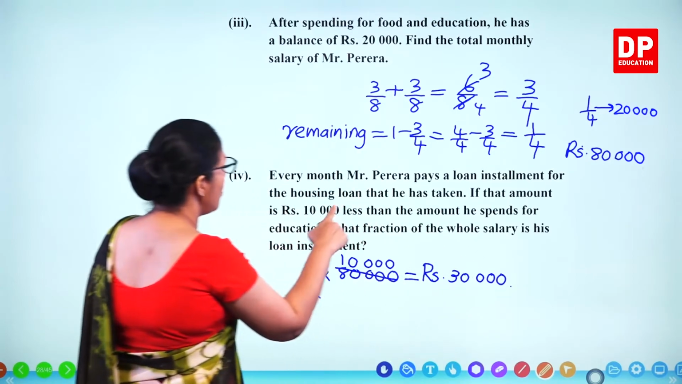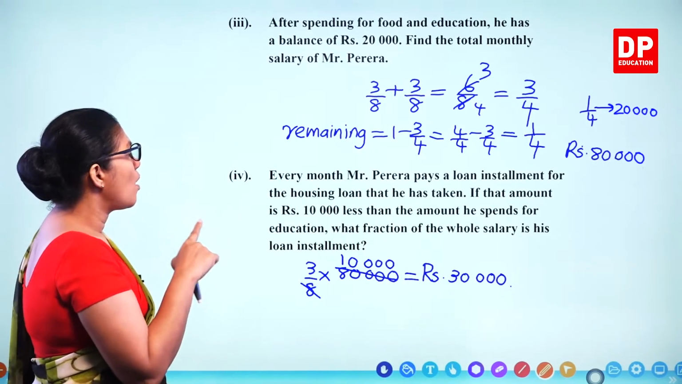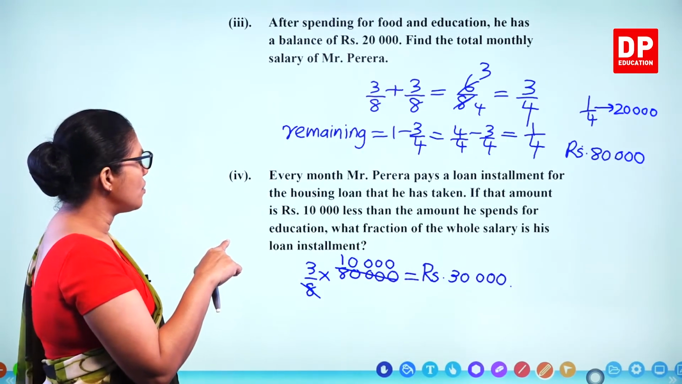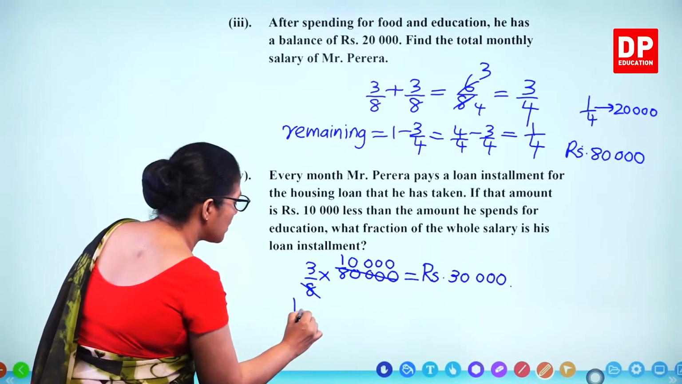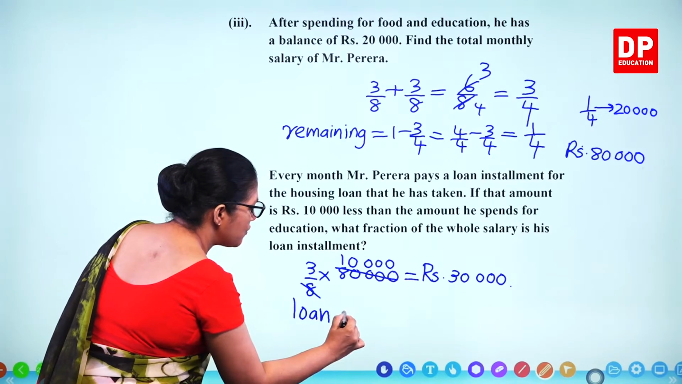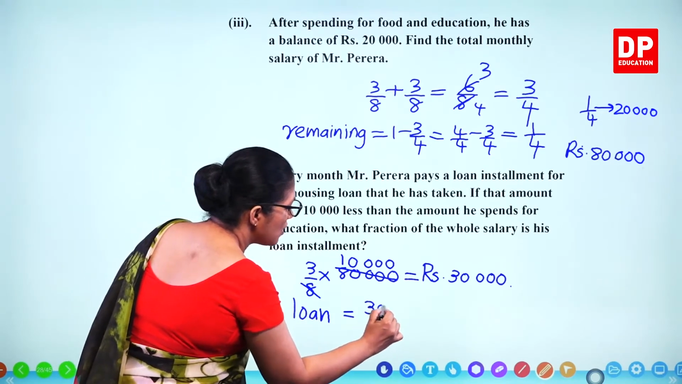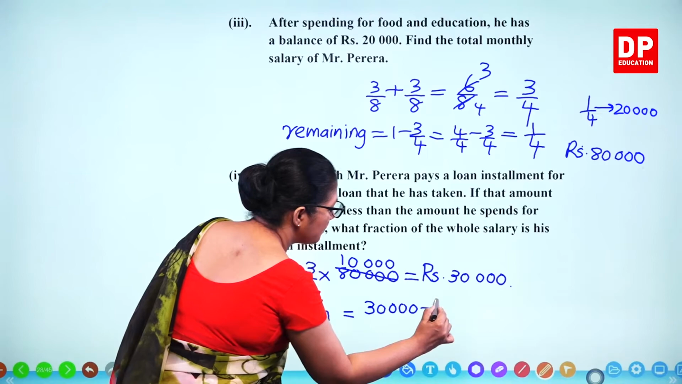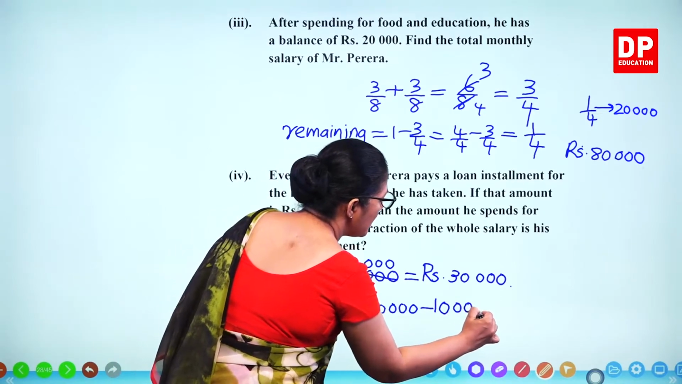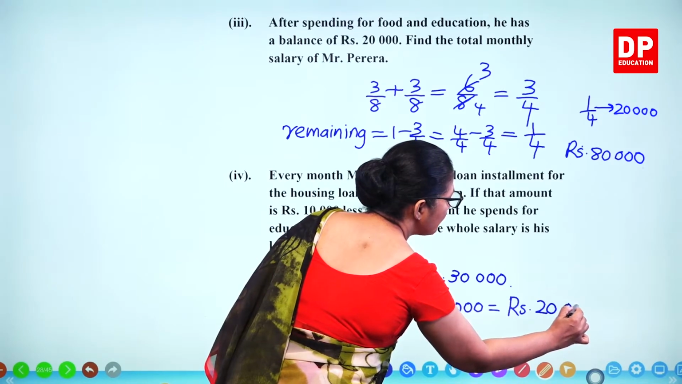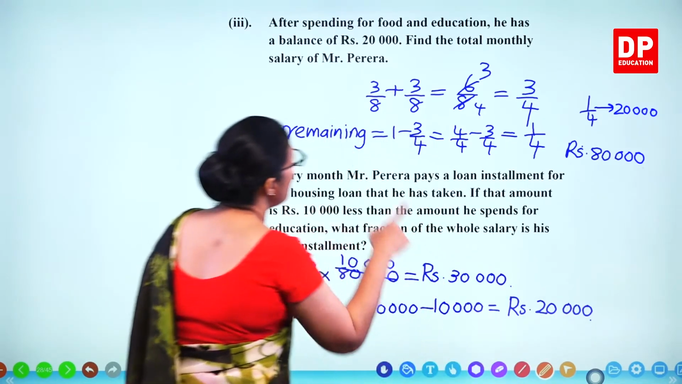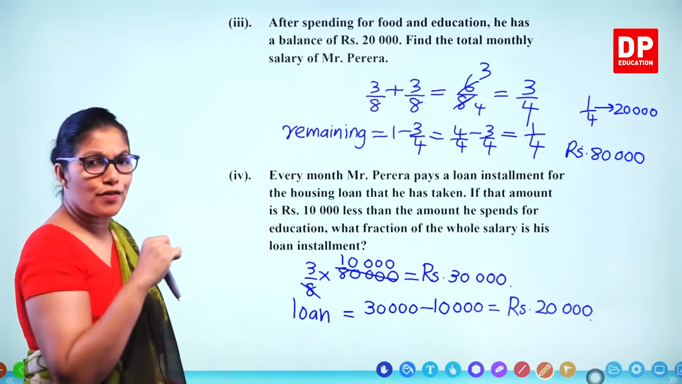But now it says 10,000 less than this amount for the loan installment. So what's the amount he spent for loan installment? 30,000 minus 10,000. That means just 20,000 rupees. But we found that 20,000 means 1/4.